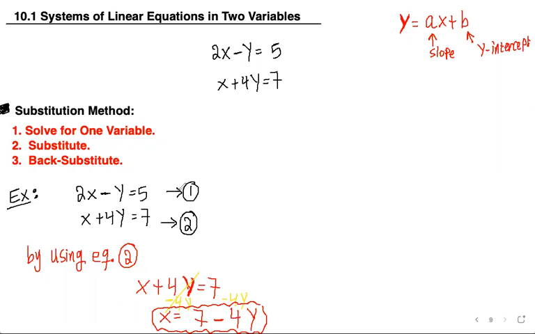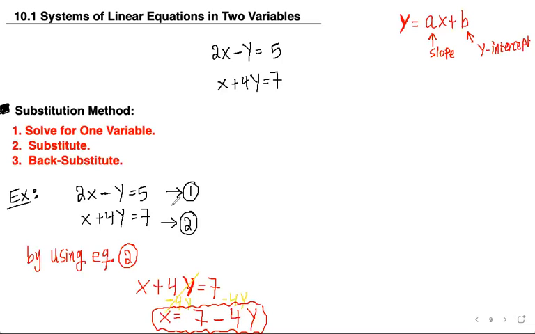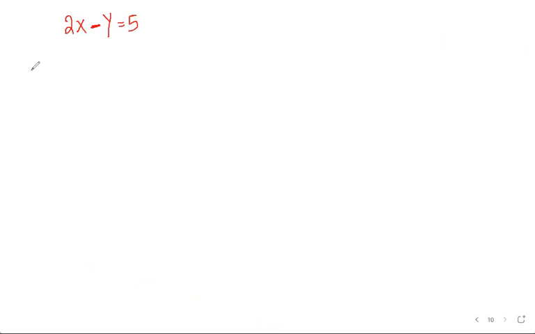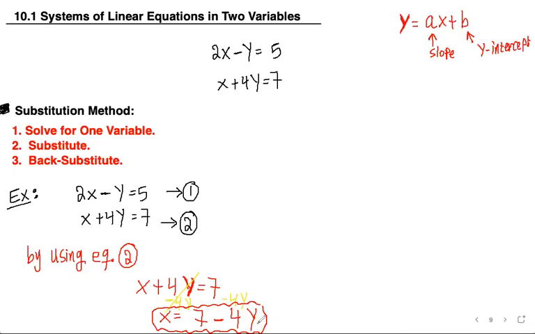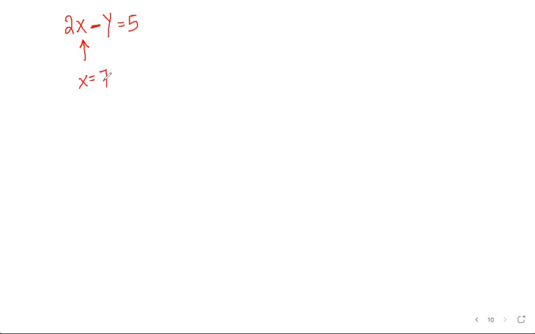Substitute inside the first one. So my first equation is 2x minus y equal 5. I need to plug this one inside this one, and I need to plug inside the x here. X equal 7 minus 4y. So I get 2 times (7 minus 4y) minus y equal 5.